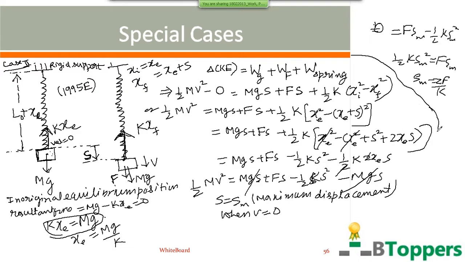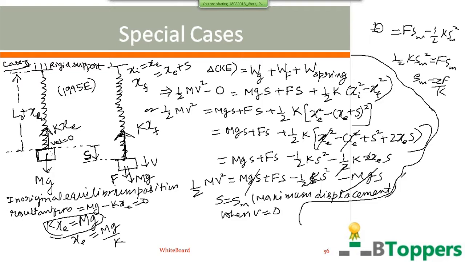That means the conclusion is similar to the conclusion in the previous case, but here Sm represents not the maximum elongation of the spring from natural length. Sm represents the maximum displacement of the block below its original equilibrium position before the application of this force.